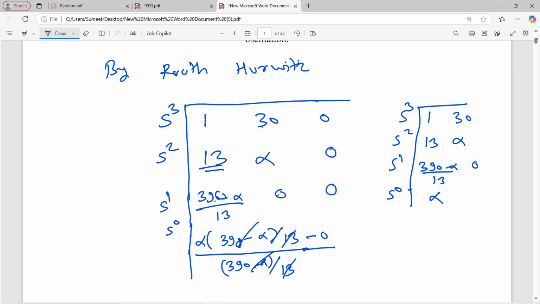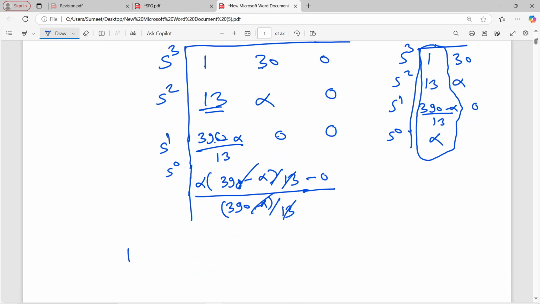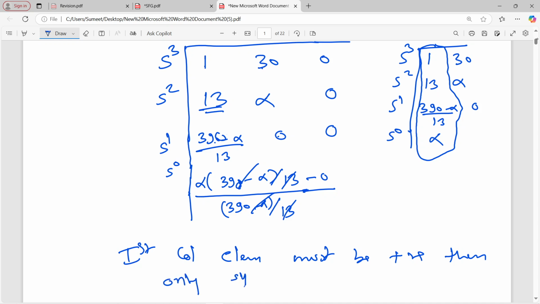Okay, so what is the Routh criteria? The first column elements must be positive, then only the system will be stable. So please write the first column element must be positive. First column element must be positive, then only system will be stable.